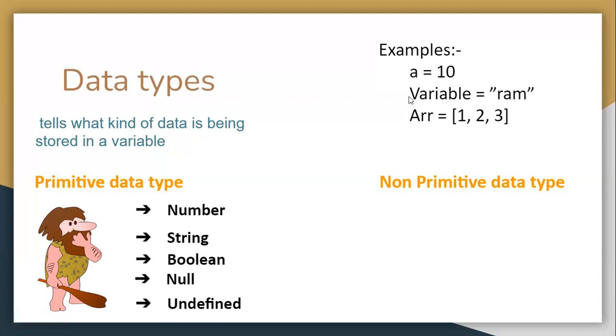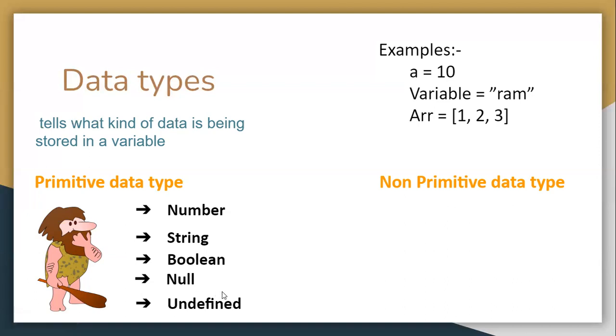Number we saw already in the first example. Variable a stores 10, which is a number, so the data type of a is also a number. Now string is also in the second example. The variable stores ram, and this variable is a string. Now what is boolean? A boolean only knows true or false. True is represented as 1 and false as 0 in the case of the boolean data type.